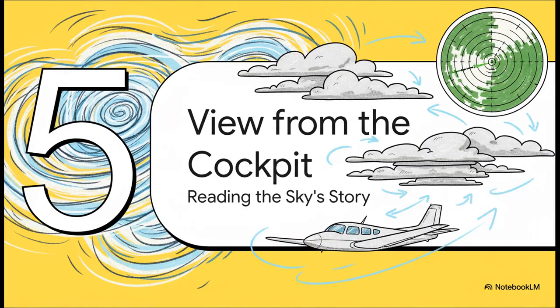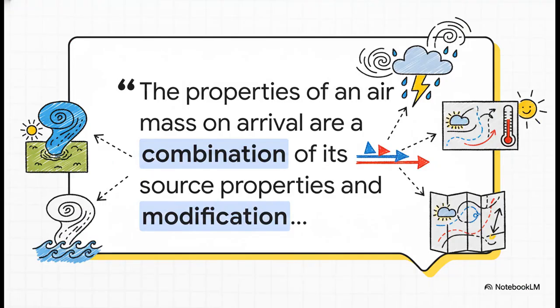So let's bring this all together from a pilot's perspective. It's all about reading the story of the sky. This isn't just textbook stuff. It's about putting all these clues together so you can see the big picture and know what's coming next. This quote really says it all. The weather you're flying in right now is a mix of two things: what that air mass was like where it was born, and what happened to it along its journey. If you can understand its origin story and its travel log, you can predict what it's going to do next.